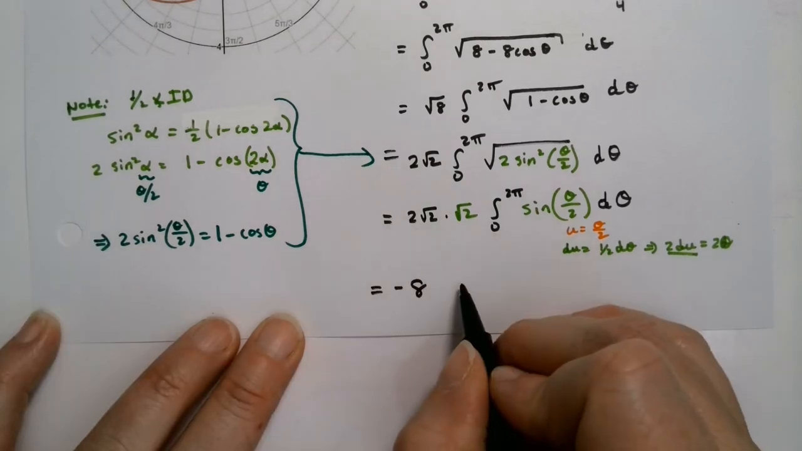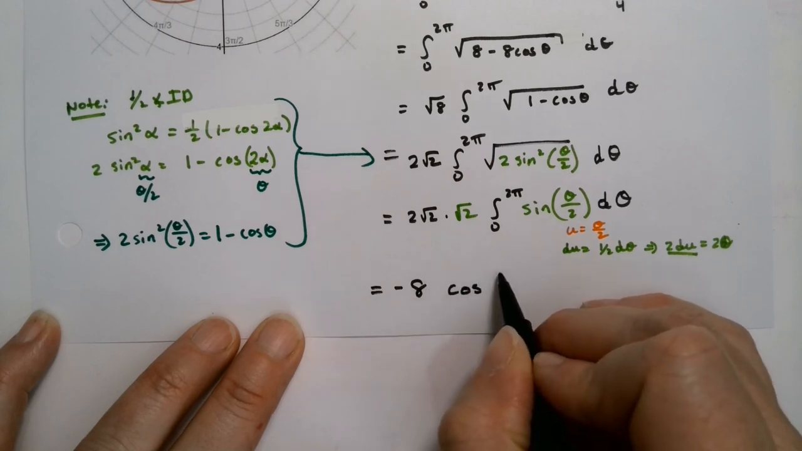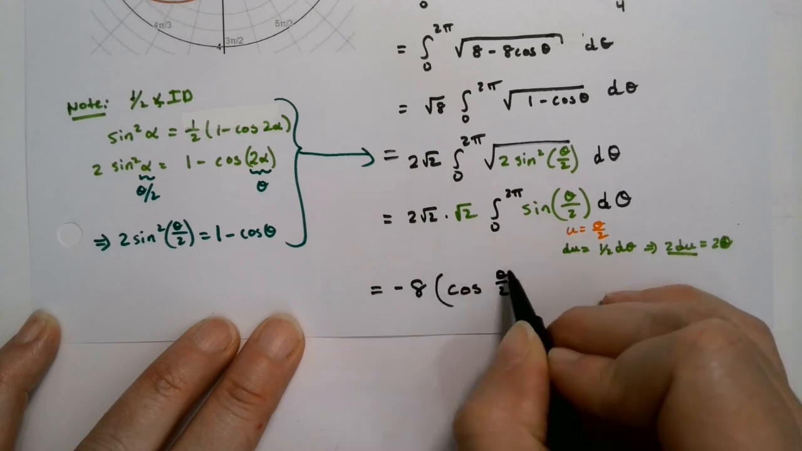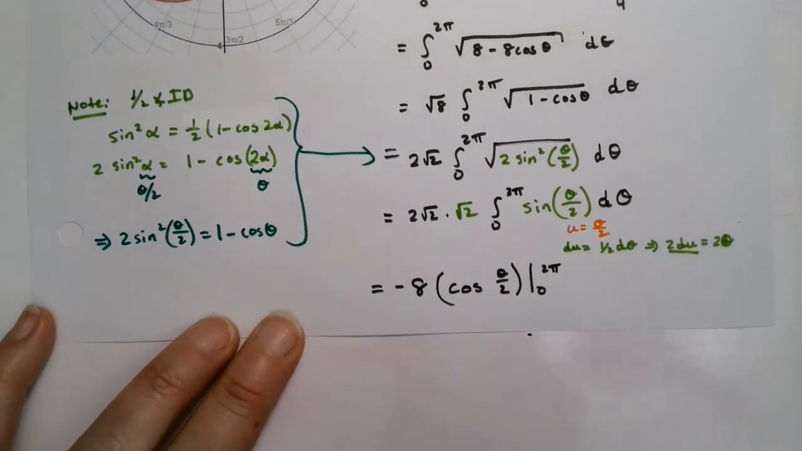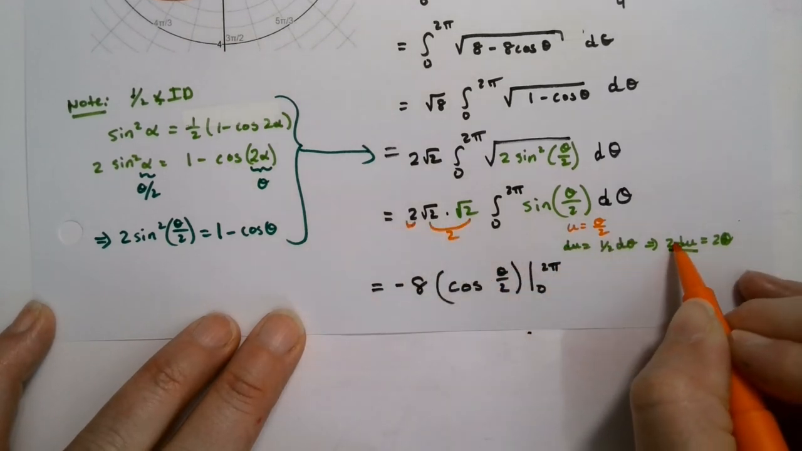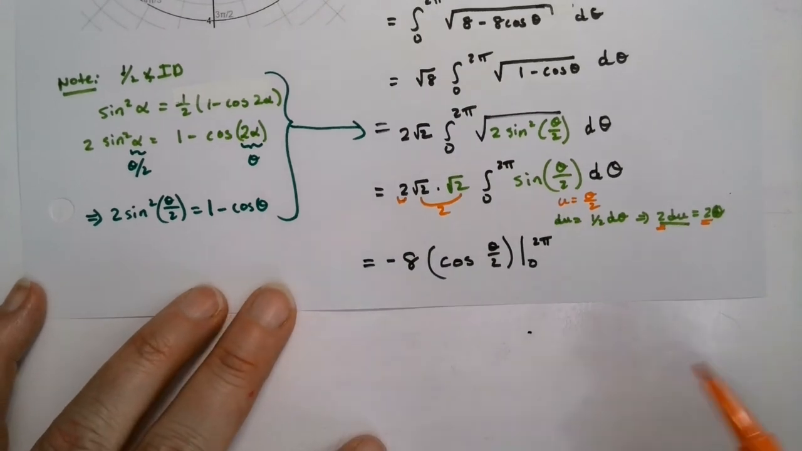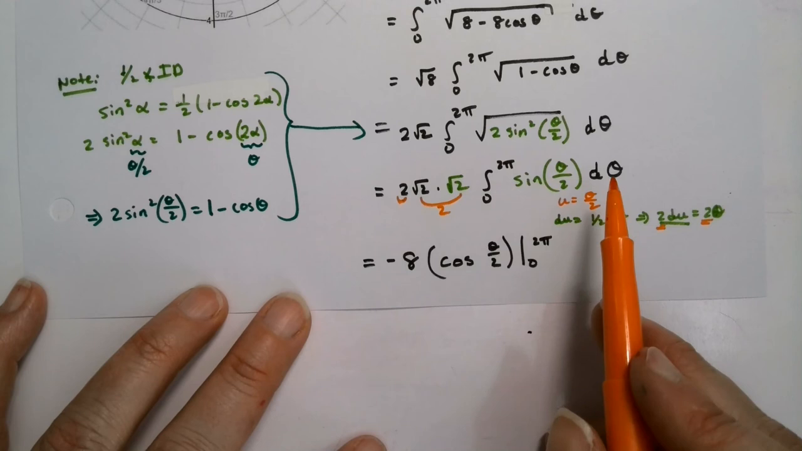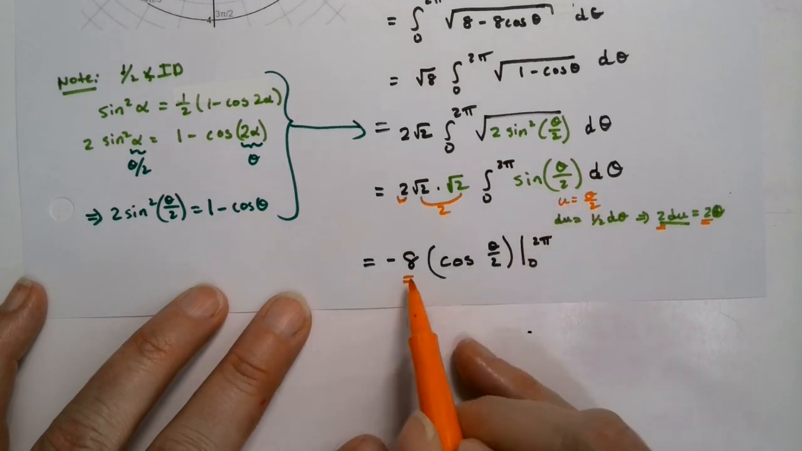Integral of sine is negative cosine. So negative 8 cosine of theta over 2 from 0 to 2 pi. And again, the 8 comes from, there's a 2 here, there's a 2 here, and there's a 2 right here, when I put in the 2 theta, if I was going to show all the substitution. I kind of skipped over the substitution part. It's there, but that's where the 8 comes from.